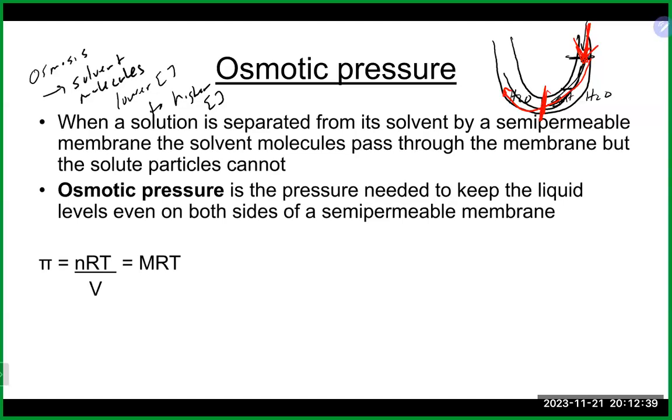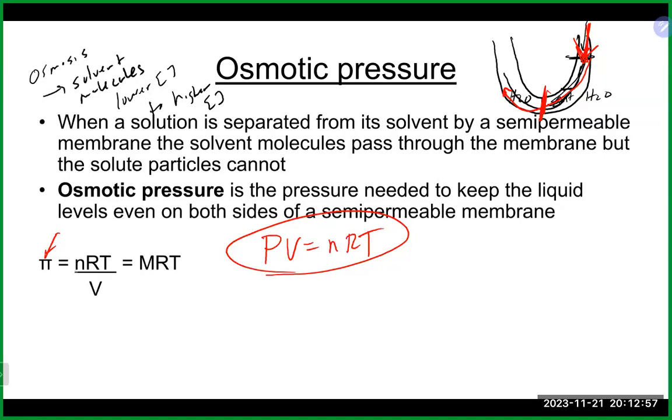So we could calculate osmotic pressure by using this really great equation here, which frankly is PV equals nRT. That is the ideal gas law with some fancy symbols, like that is the osmotic pressure, the little pi symbol there.